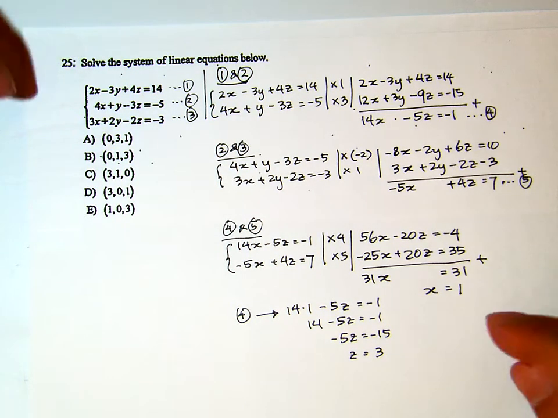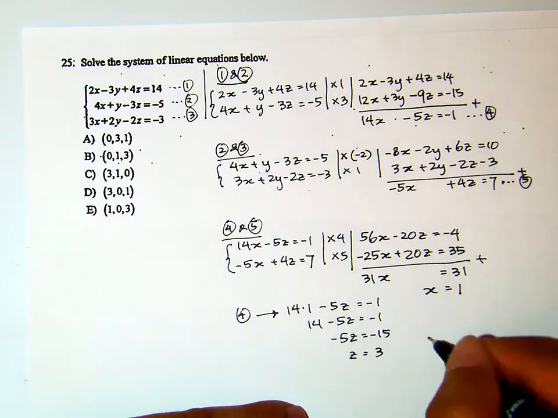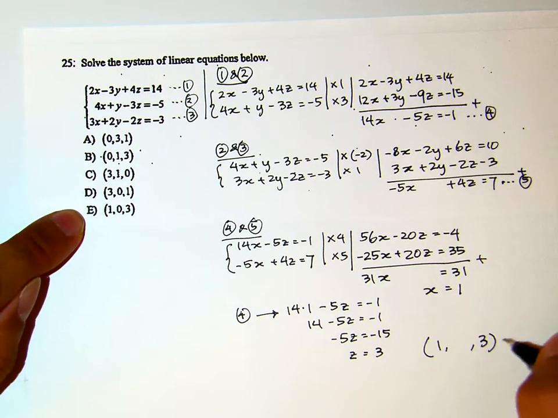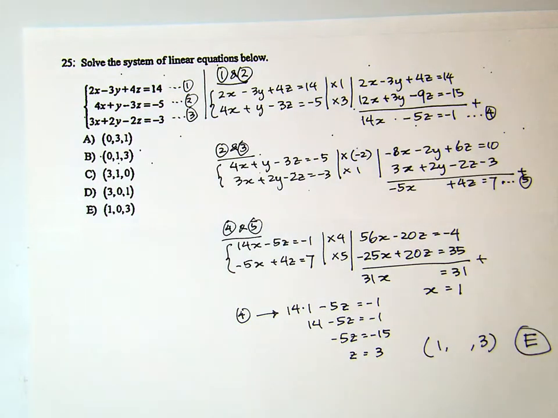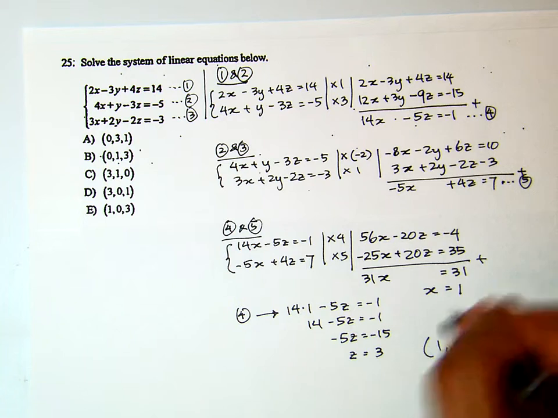Okay. Actually, at this point, you see that x equals 1 and z equals 3. We already know that it will be 1 comma something comma 3, right? And that implies the answer will be E. But to confirm, let's plug this number in.